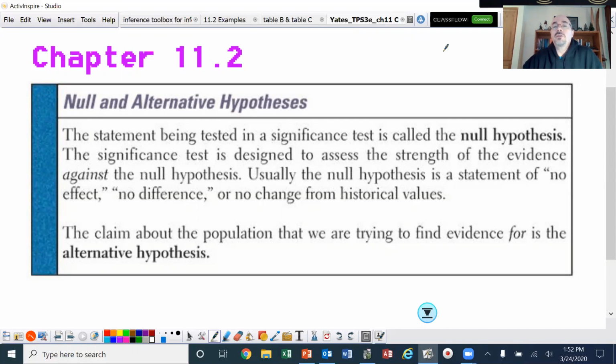All right, so first of all, let's review from the last lesson about the null and alternative hypothesis. Remember, these are a statement that's being tested in a significance test, which is called a null hypothesis. The significance test is designed to assess the strength of the evidence against the null hypothesis. Usually the null hypothesis is a statement of no effect, no difference, or no change from historical values. The claim about the population that we are trying to find evidence for is the alternative hypothesis. All right?